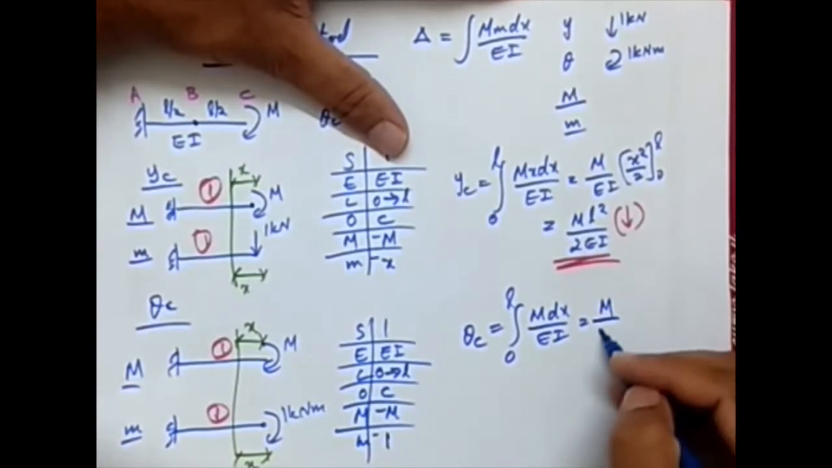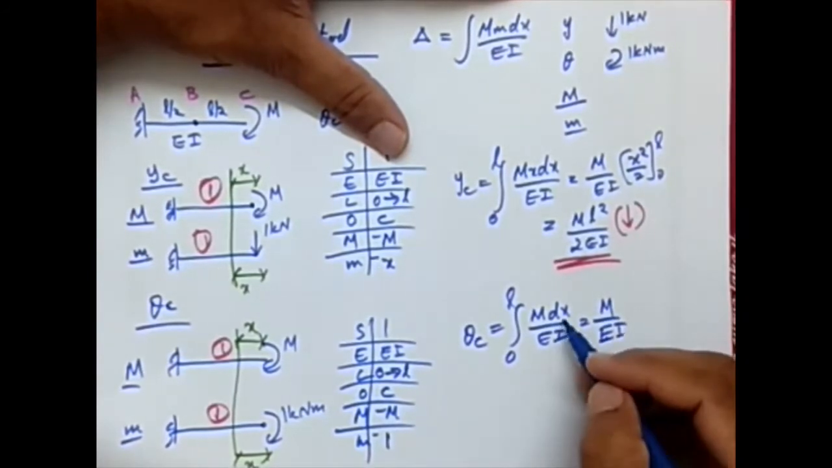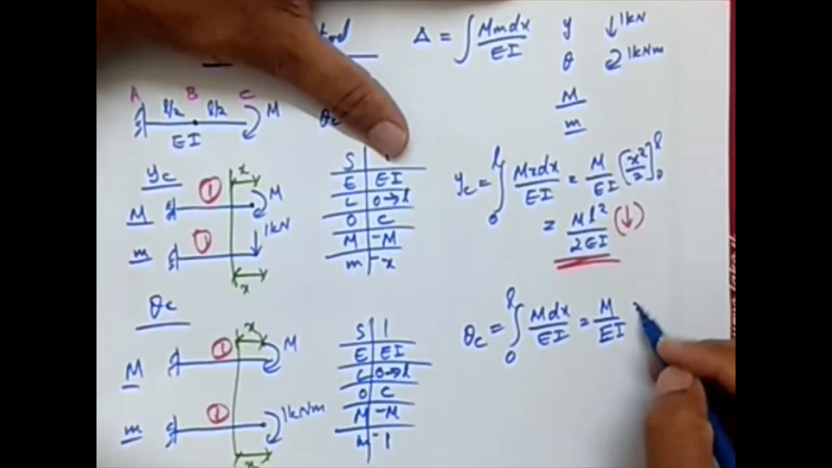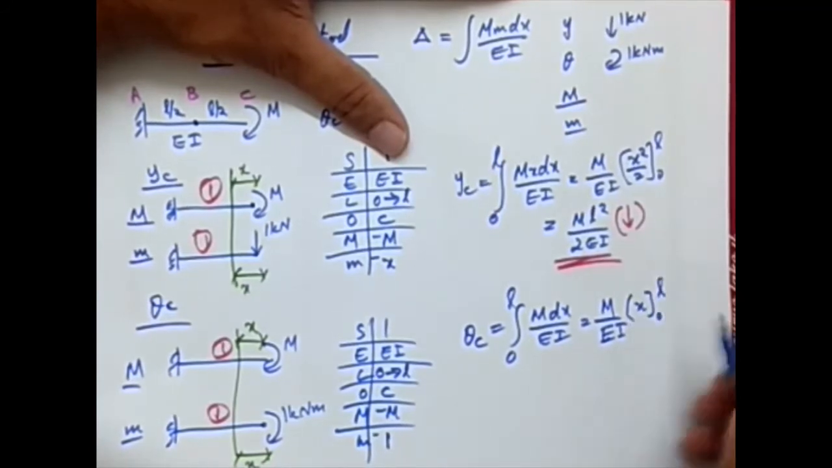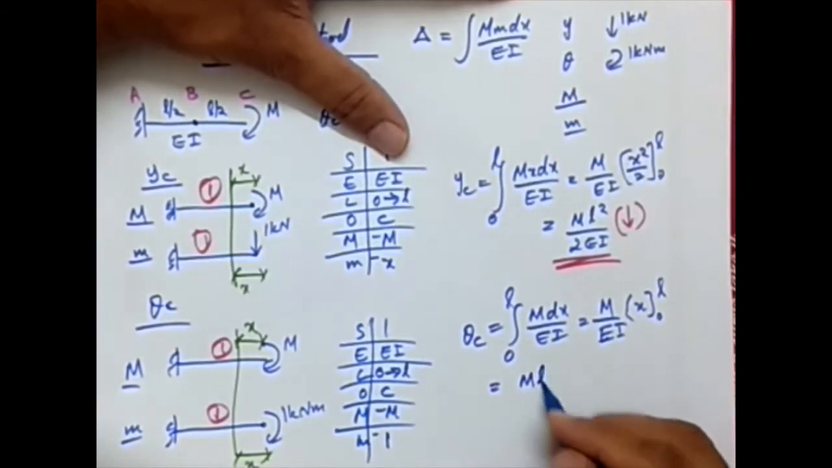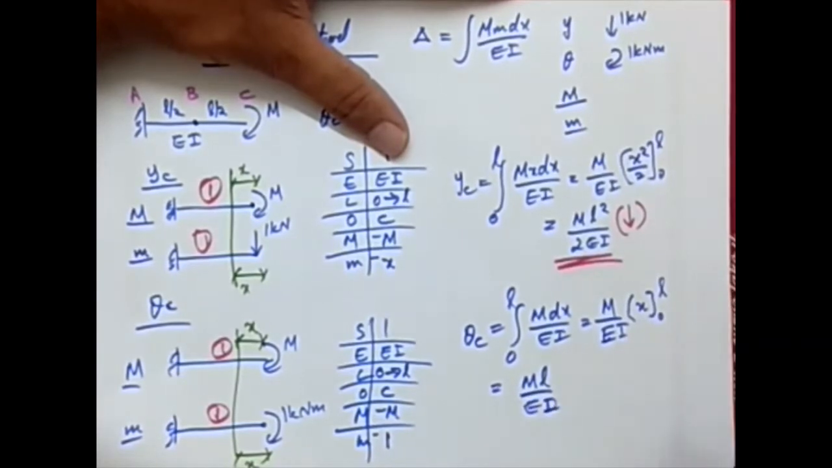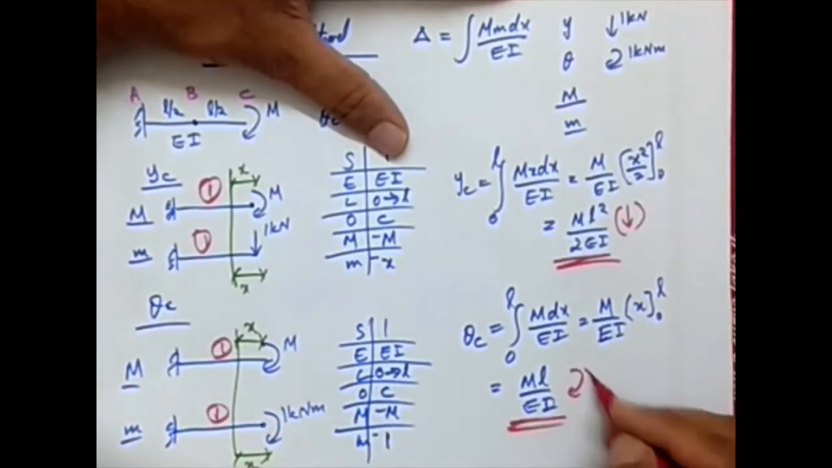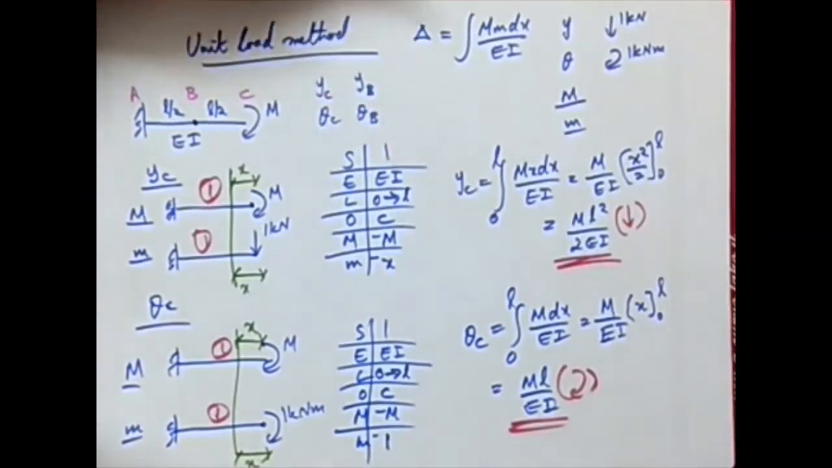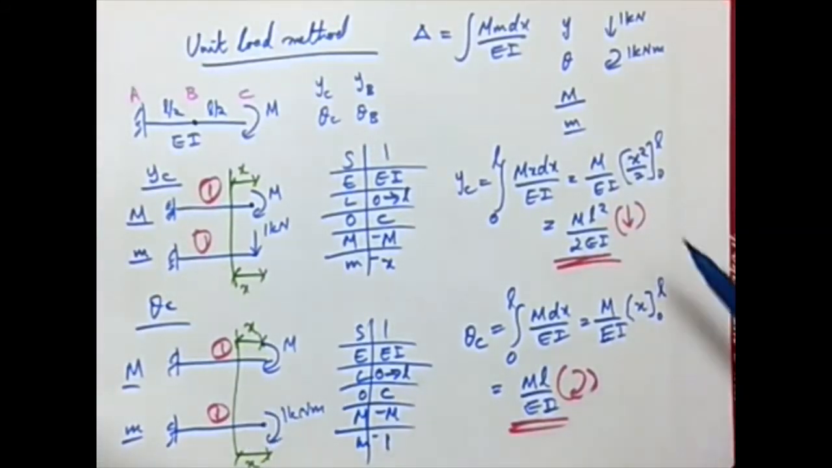I'm taking the constants outside. So what is left is integral dx, that is x in the limit 0 to L, which means the value is ml by EI. Now I need to think about the direction. So the assumed direction of the moment was clockwise. So this is clockwise. So that's the deflection and rotation at the free end. Okay, this is the deflection at the free end. This is the rotation at the free end.